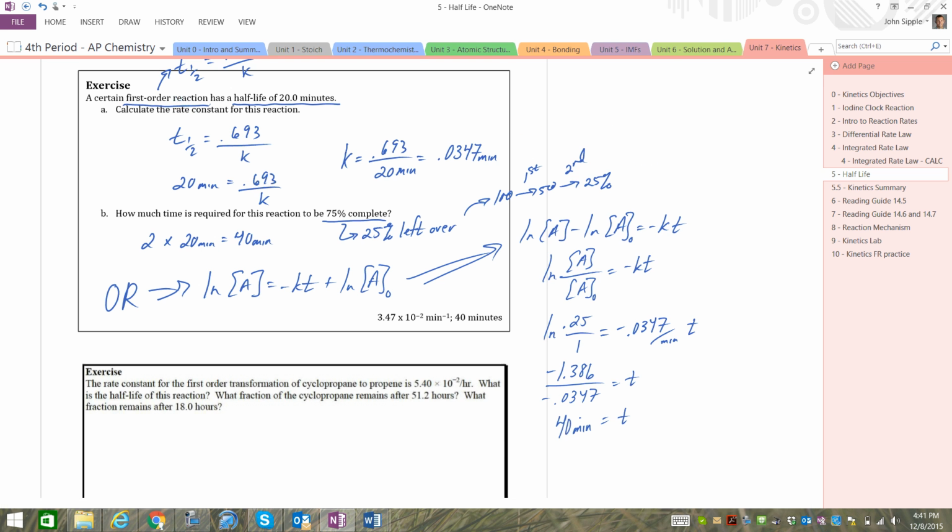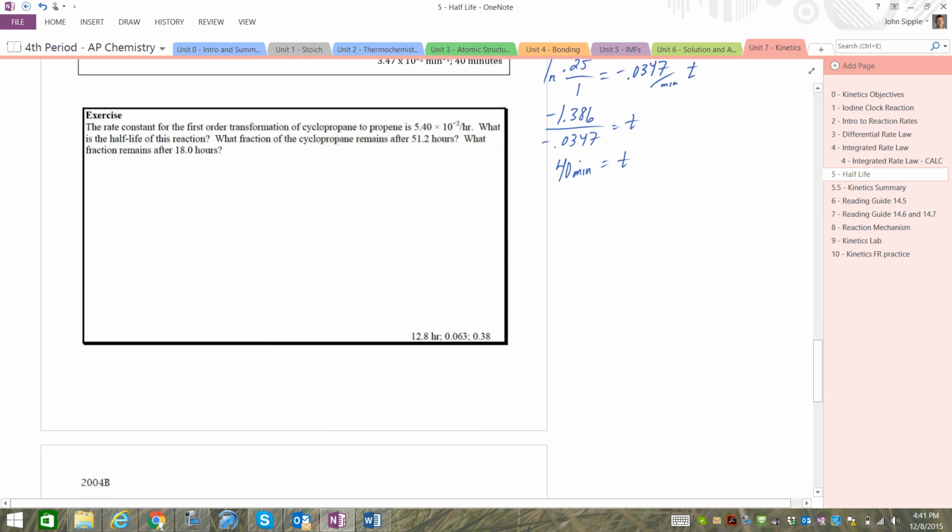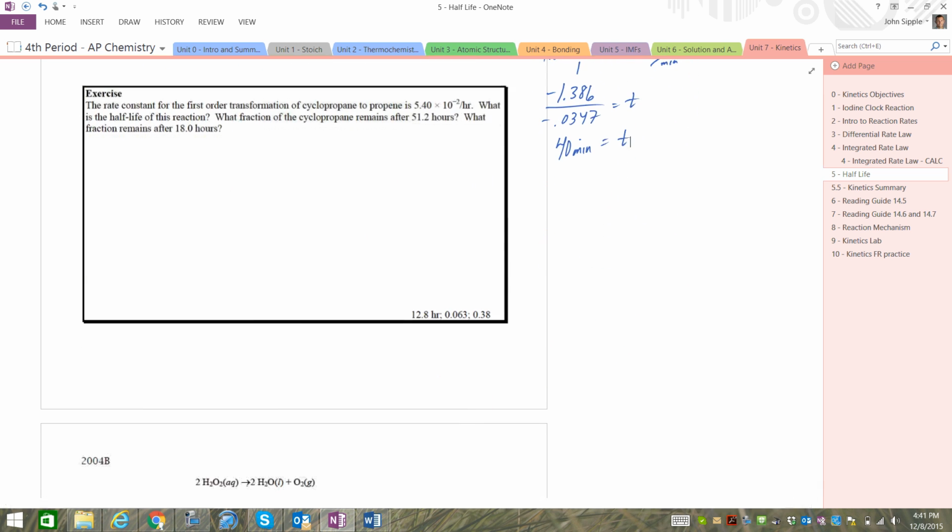Okay. All right, so let's do another one here. And by the way, pause the video if you've got to, if I'm moving too fast. All right. So the rate constant for the first order transformation of cyclopropane is 5.4 times 10 to the minus 2 per hour. What's the half-life for the reaction?